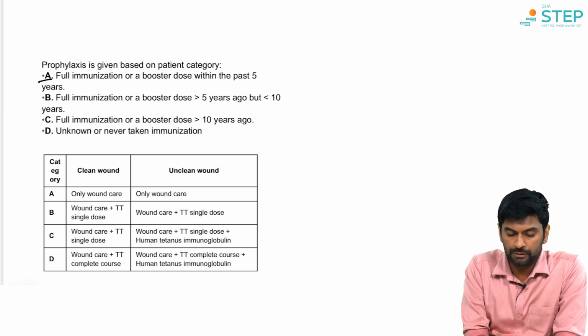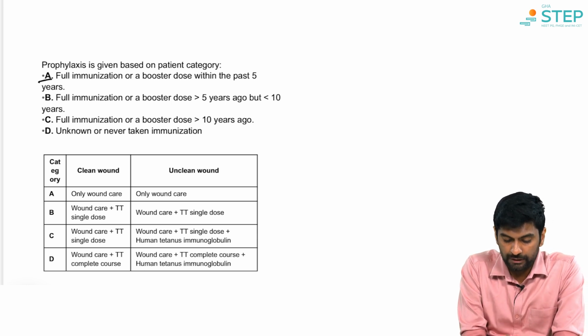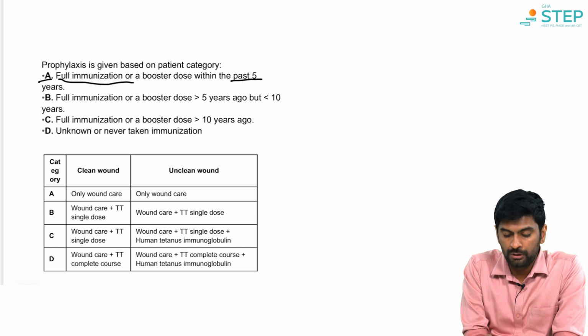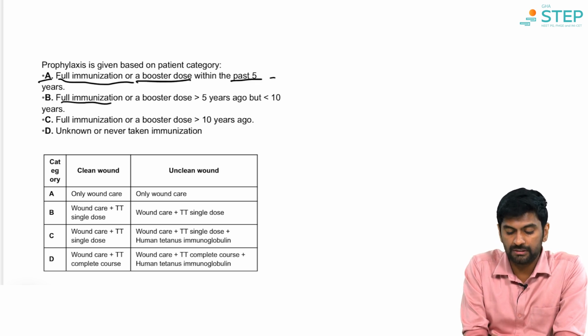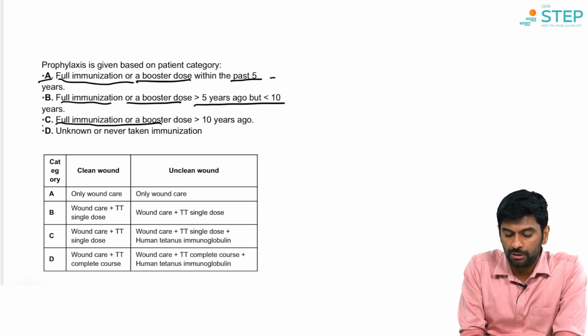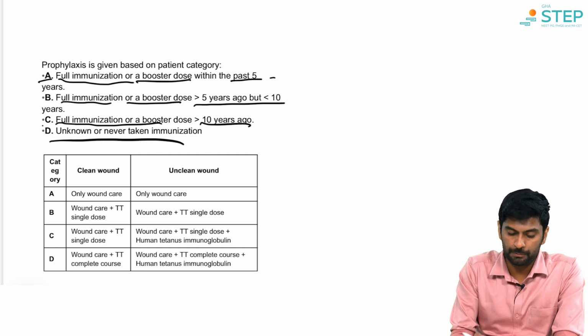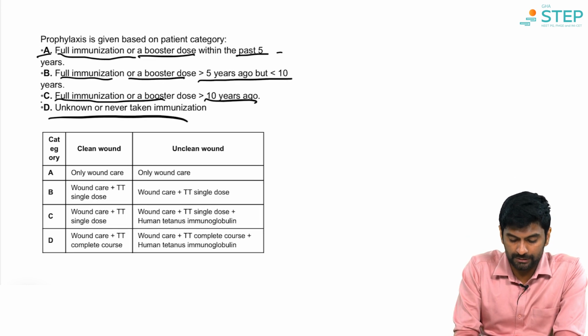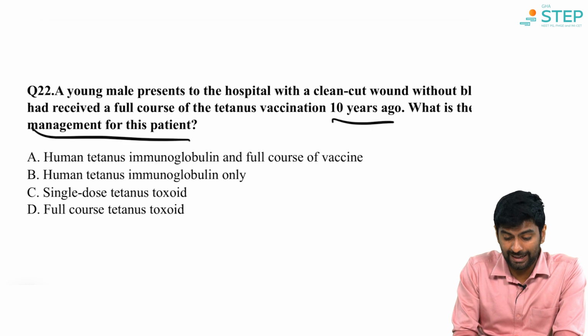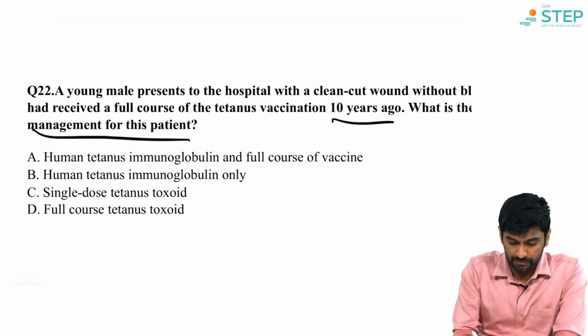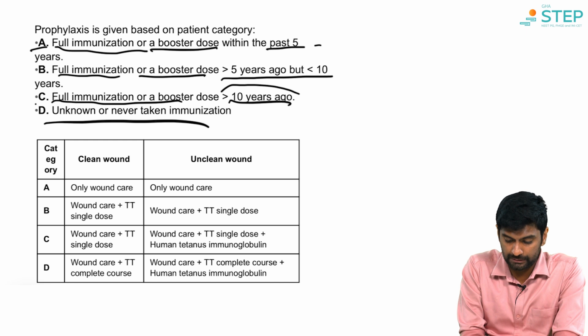Category A is we have to see whether they have received full immunization or a booster dose within the past 5 years. Option B is full immunization or a booster dose between 5 to 10 years. C is full immunization or booster more than 10 years ago. D is never taken immunization or it's unknown. Now, the category here is that it's a clean wound and that the patient had received it 10 years ago, right? So let's keep it as category C.